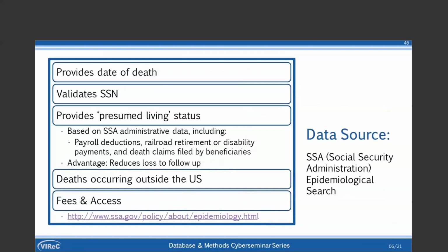There is a special Social Security Administration epidemiological search, which is a little different from the Death Master File. It will get you maybe a little bit more if you really have some hard to find patients and you have the resources. This may be something that you want to pursue. There are fees involved, and more details can be obtained by going to the link on the SSA website.